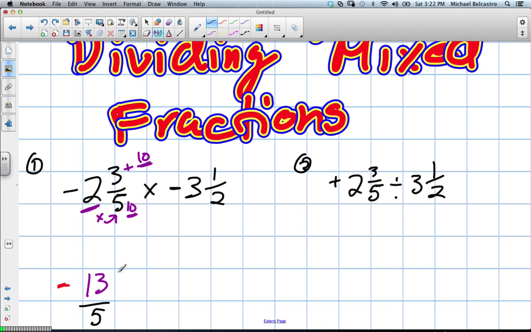So negative 13 over 5 times, it's just going to be a positive or negative term. It's going to be negative, doesn't change. And we're going to take the 3, multiply it by the denominator 2, which is 6. Plus 1 is 7, so negative 7 over 2. That's right.